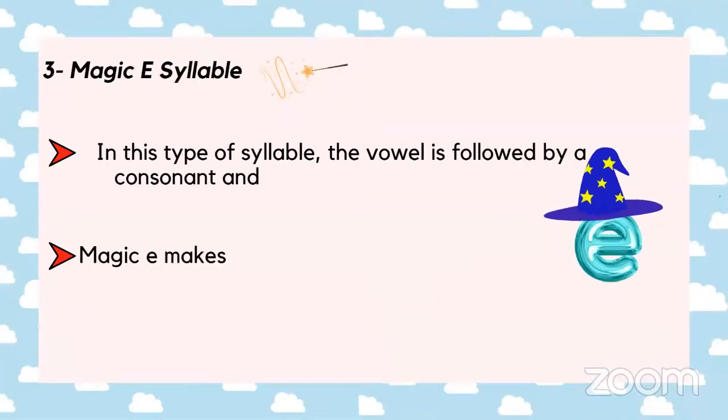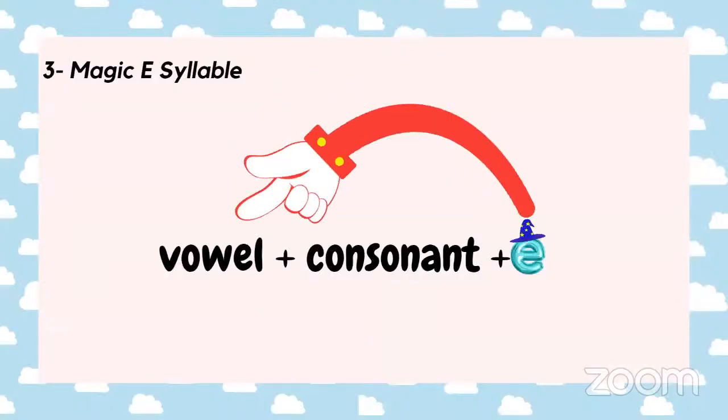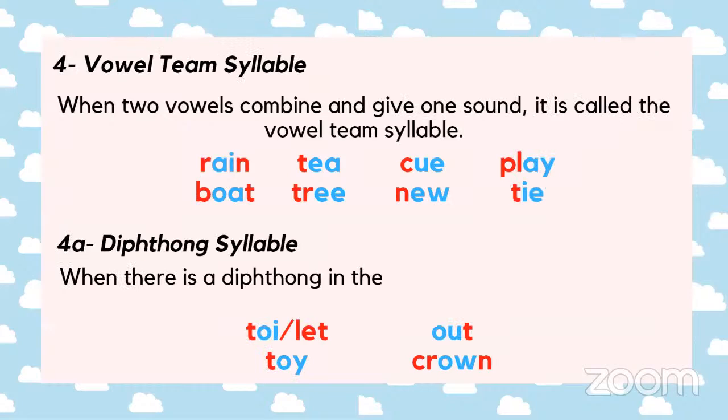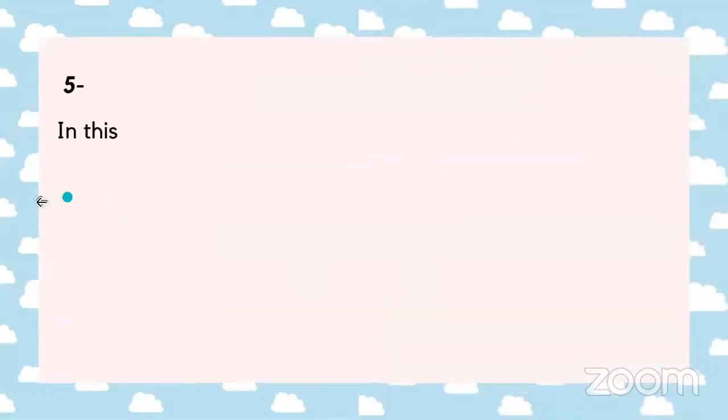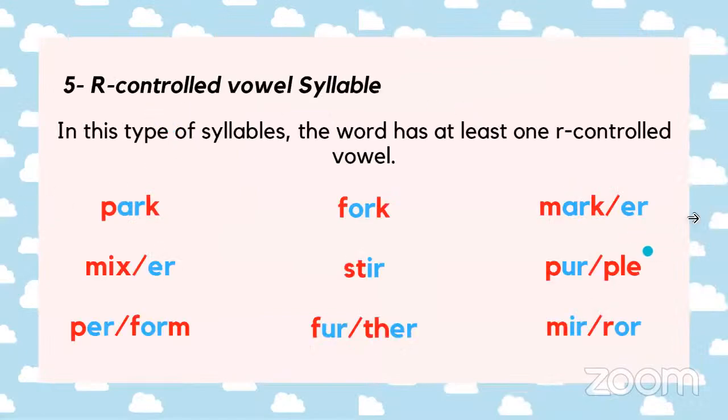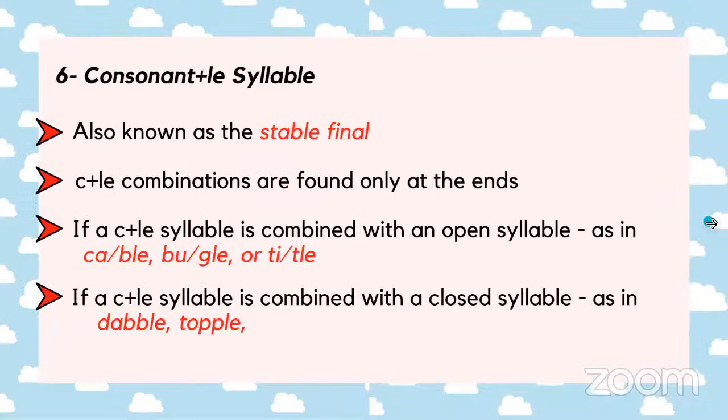We have closed syllables, we have open syllables, we have magic key syllables. Okay, I'll tell you the magic key rule today. Vowel team syllables, we have, what is next? Diphthong syllables. Okay, R-controlled vowel syllables, and the last one is consonant plus LE syllables.